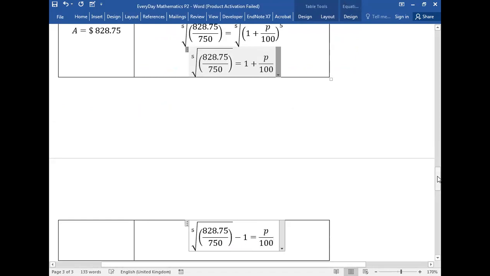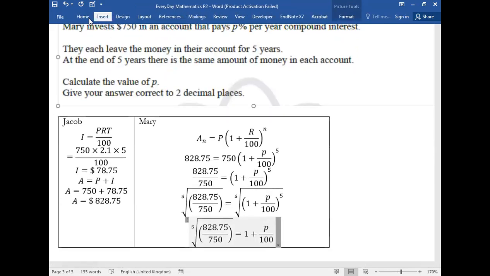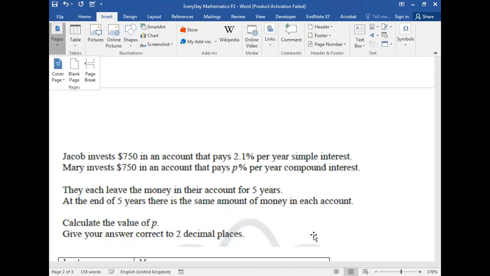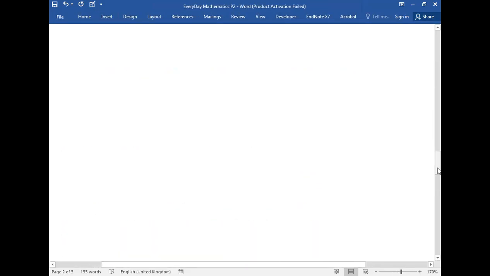Now you can put the entire thing in the calculator and be very smart about using a calculator. I'll show you how this is done.